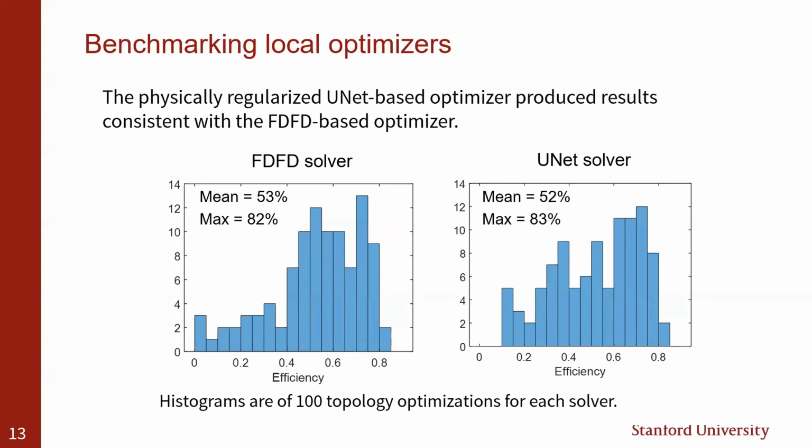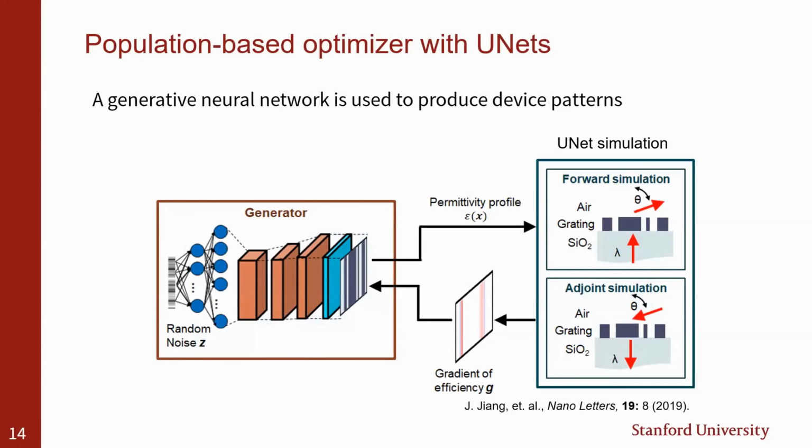And what I will show in the following slides is that this acceleration can be even more significant for population-based optimizers, where tens of thousands of simulations are required. Here shows the scheme of a population-based optimizer recently developed by our group. The idea here is to perform optimization over a distribution of devices during each step, where a generative neural network is used to produce a batch of devices that cover the whole design space.